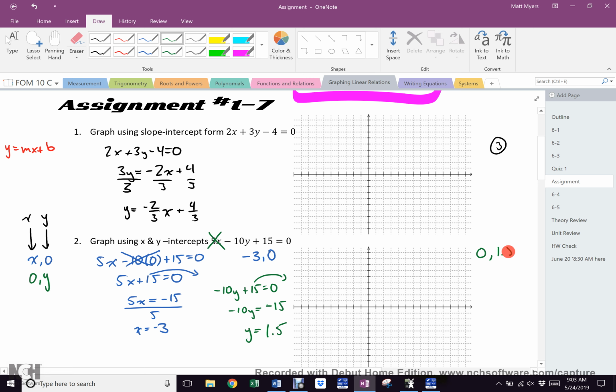0, 1.5. Which scale should I change? The x or the y? The y scale, because it's a y value that's a fraction. So I should go up in what chunks? Halves. So where should my number 1 go on the y scale? At the second square. And that is 2 halves, yes? How many halves do I need?